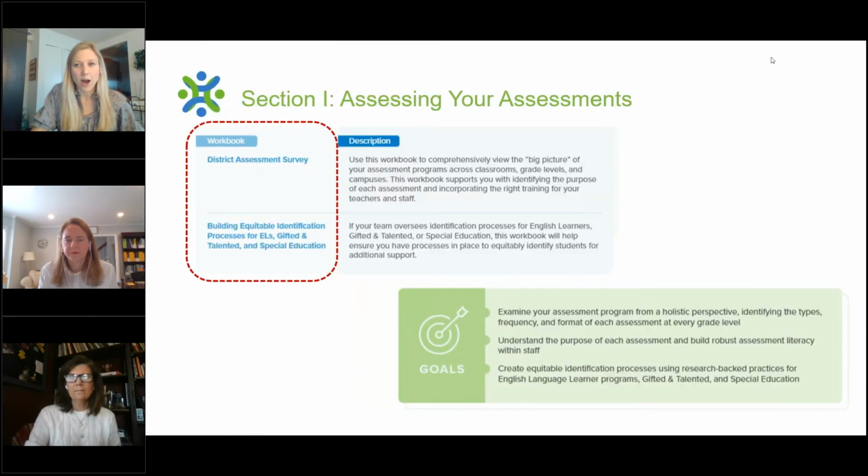So to kick it off, our first section is assessing your assessments. Allison Artino, would one of you want to talk a little bit about this section, the purpose of it, and what our goals are with this section?